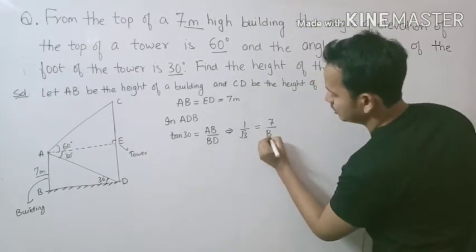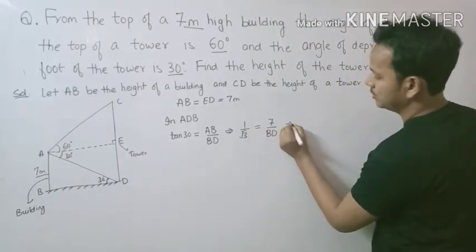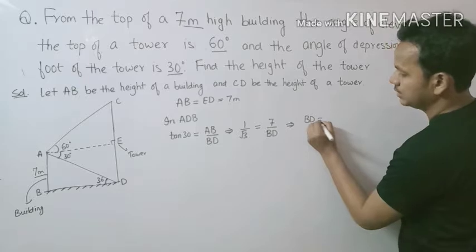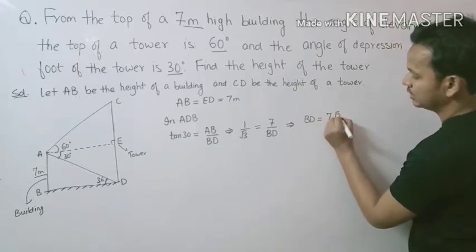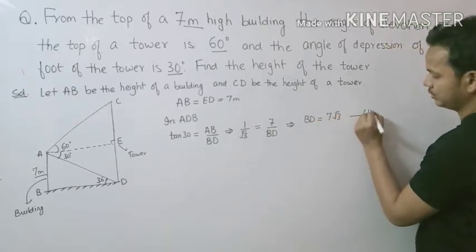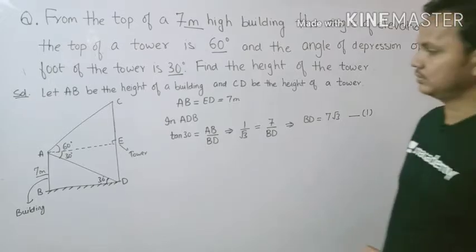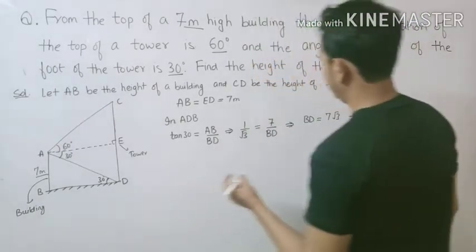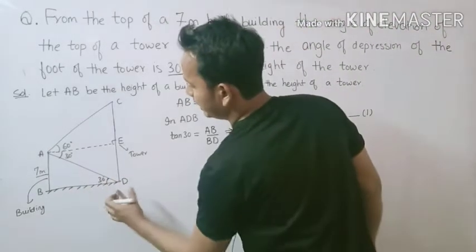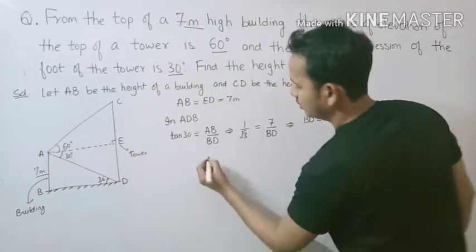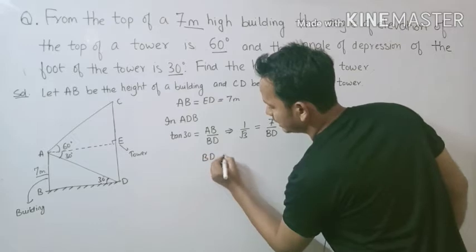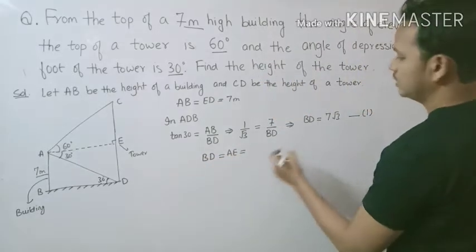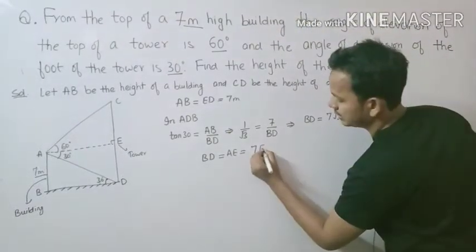So BD is unknown. So from this, BD is equal to 7 root 3. This is equation number 1. And as we know that BD is equal to AE, so BD is equal to AE is equal to 7 root 3.